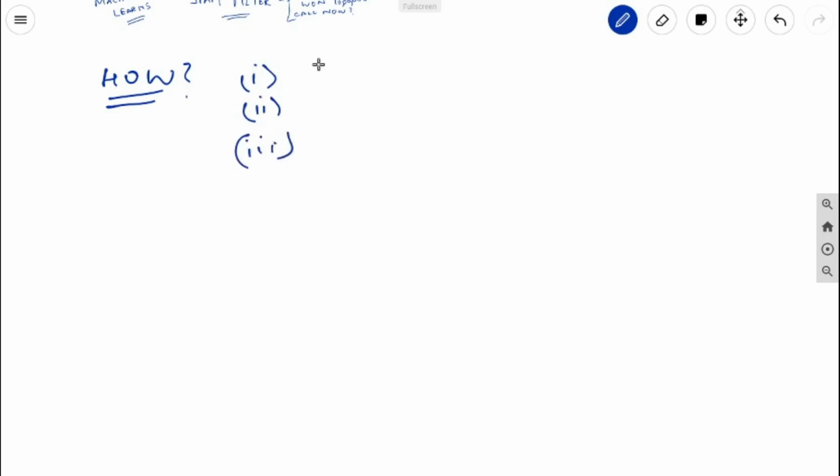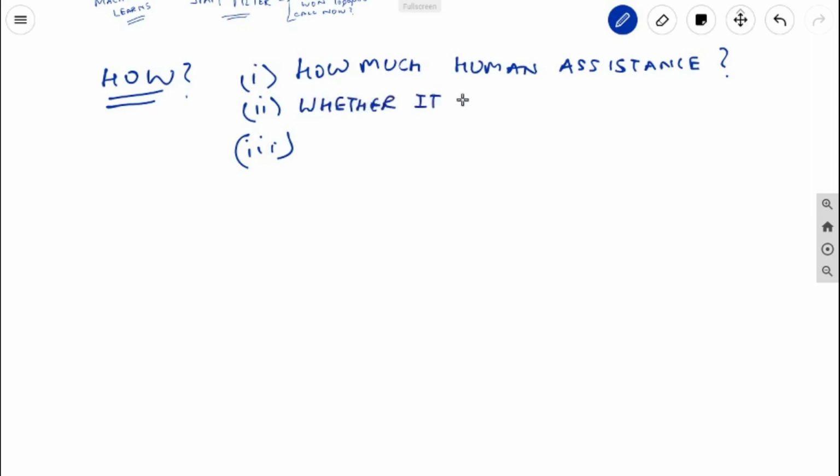The first grouping can be done on the basis of how much human assistance is required. So how much human assistance is required to train a specific machine learning algorithm? On the basis of this factor, we can classify some algorithms. The next would be whether it learns online. That means when we are actually using the machine learning software, whether it is learning on the go or it has learned initially once and it is applying itself on real life scenarios again and again without learning new things from it. So this is one point of classification.